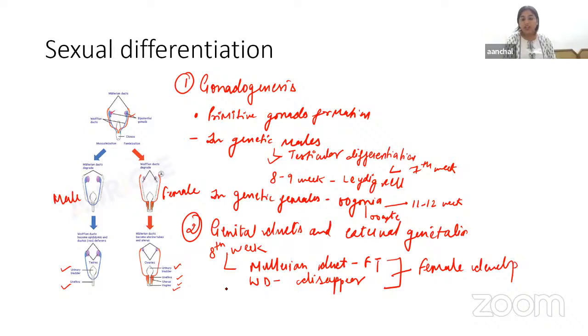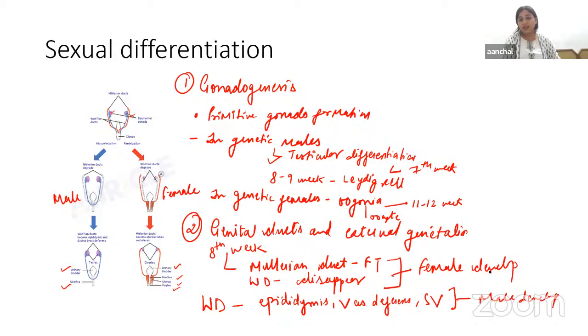Okay, now what happened in the male? So in the male, the Wolffian duct will form the epididymis, vas deferens, and it will form the seminal vesicles. So this Wolffian duct, which disappears in the case of female, will form the epididymis, vas deferens, and seminal vesicles. Okay, this is the male development, whereas the Mullerian duct will disappear, or we can say it degenerates.